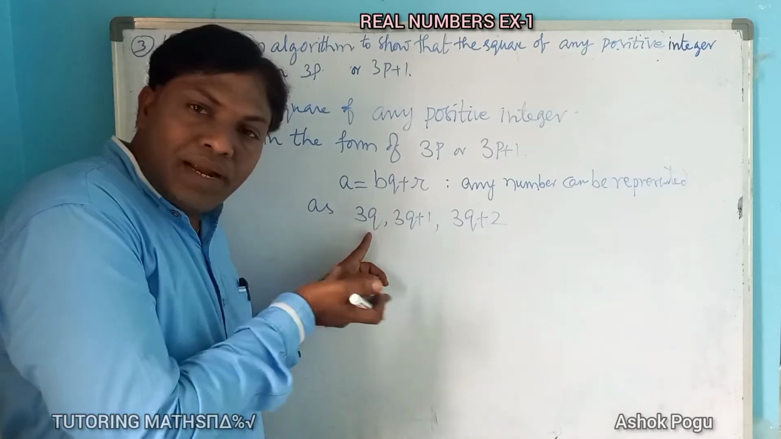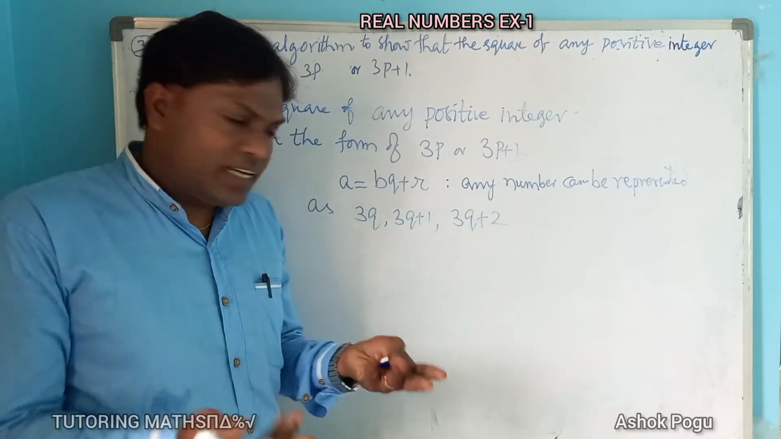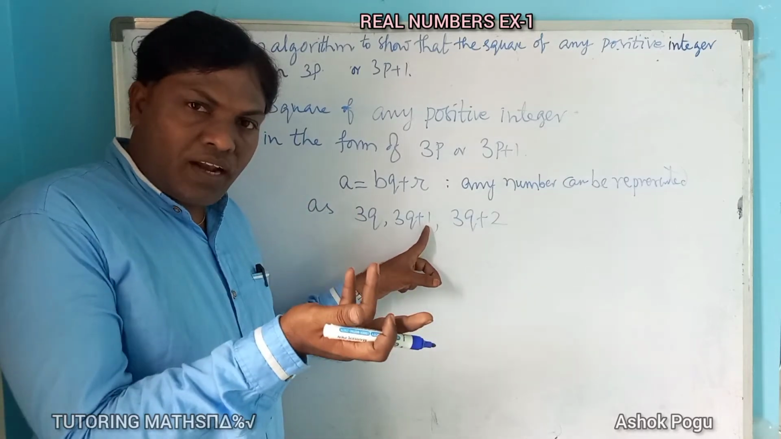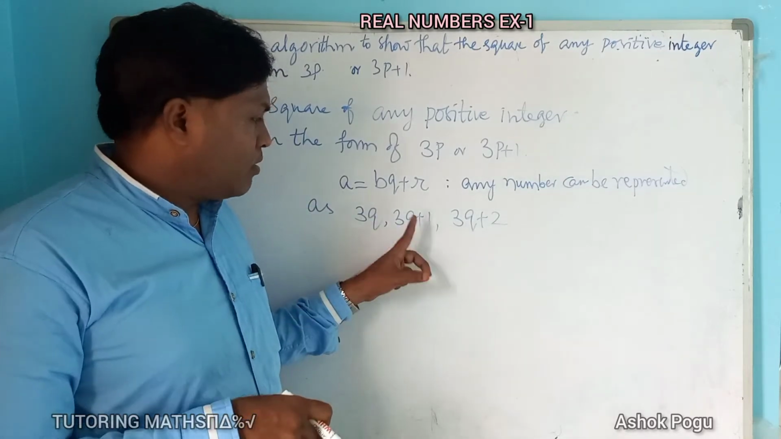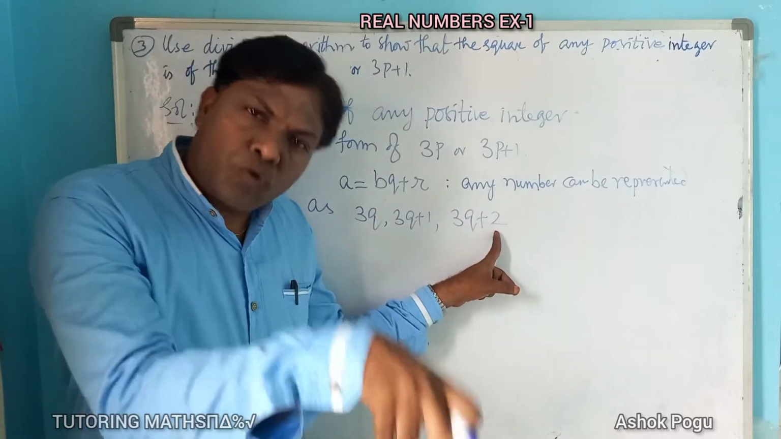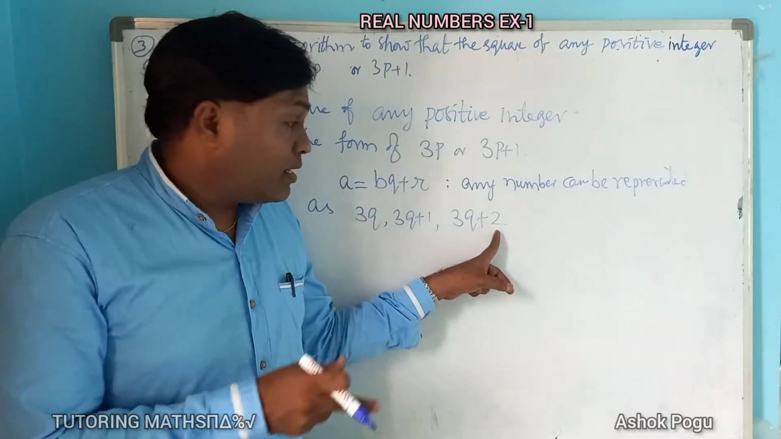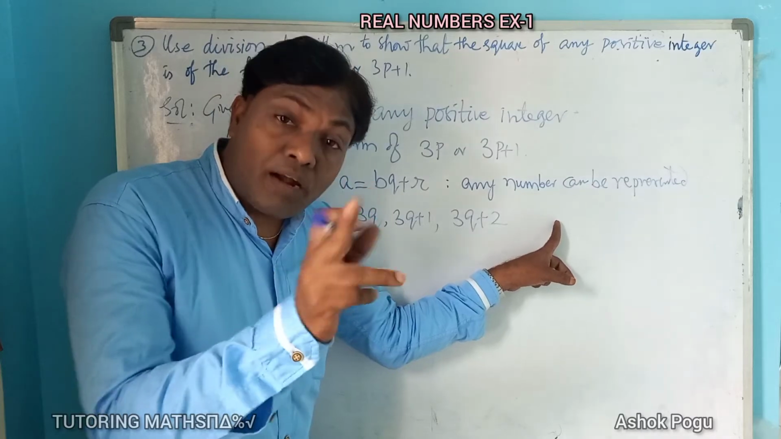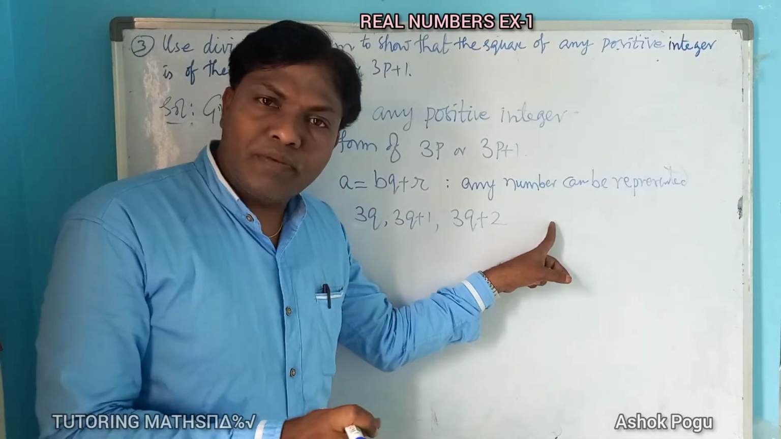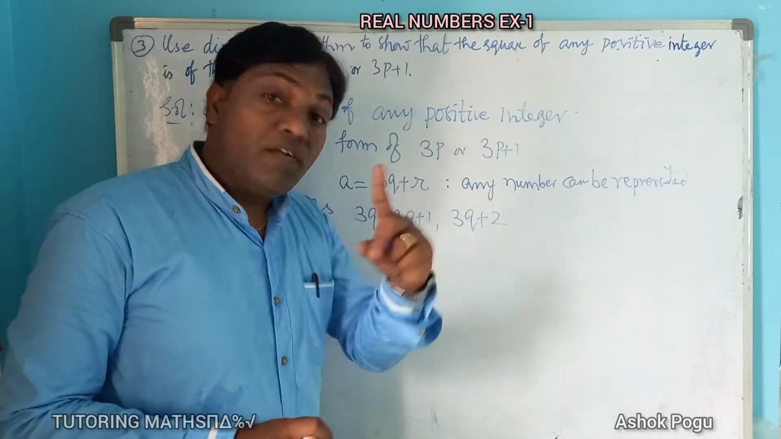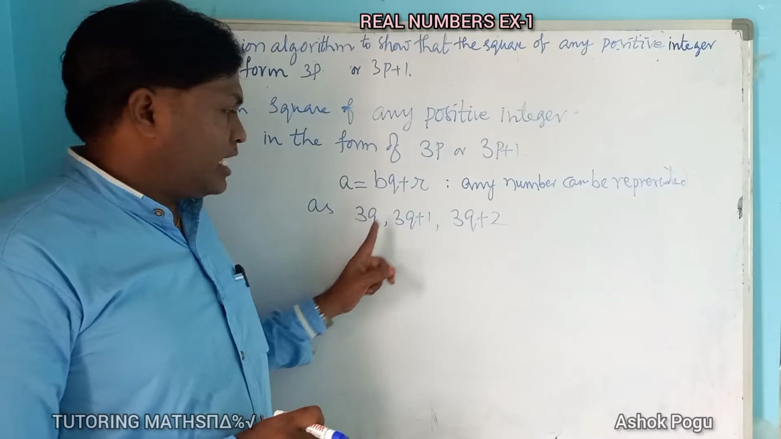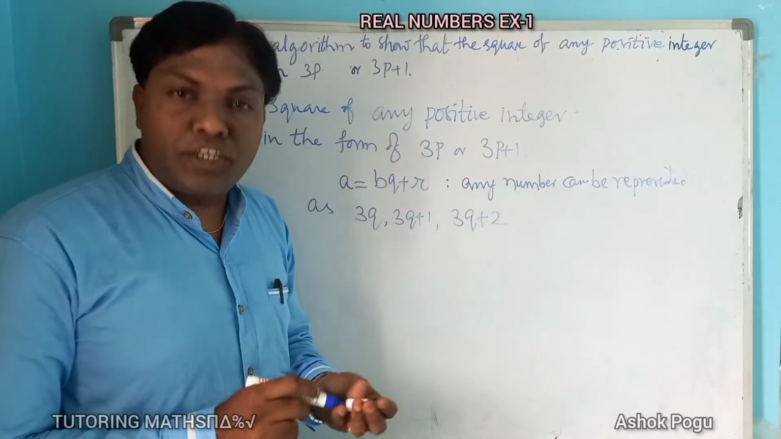3q means no remainder, 0 remainder we can get. And secondly, remainder may be 1, it is possible. Remainder 1 is possible when 3 is the divisor. Remainder 2 is possible when 3 is the divisor. Remainder 3 cannot be possible when 3 is the divisor. That's why the only possible cases are 3q, 3q plus 1 and 3q plus 2.